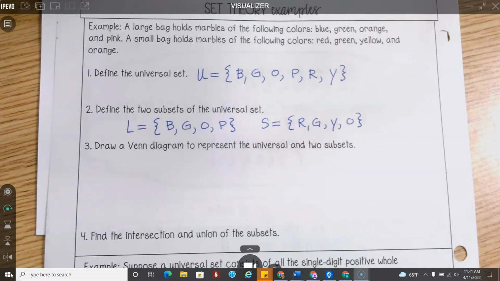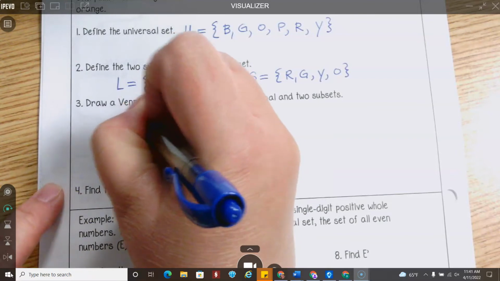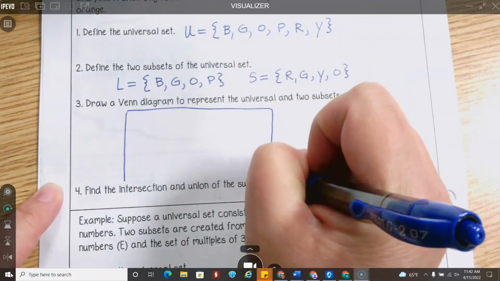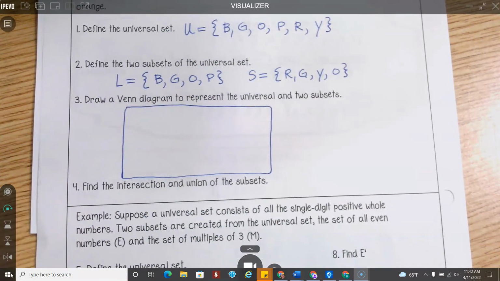Now, when we create a Venn diagram for this, what we're going to start with, and it doesn't always have to be a rectangle, it could be a larger oval or something. But generally, we use a big rectangle as our outside boundary for the universal set. And then we draw however many circles we have subsets. A circle for each of those.